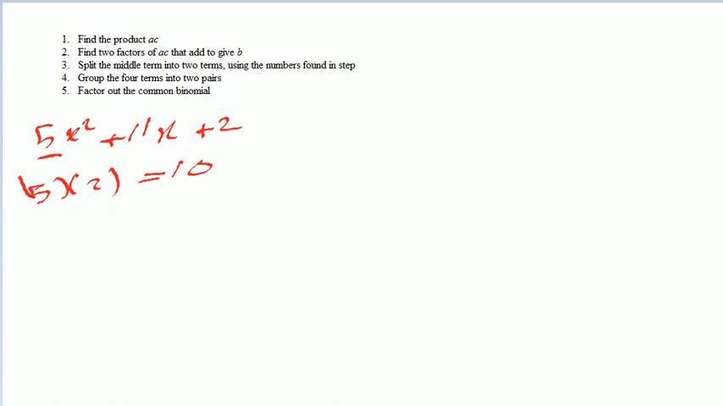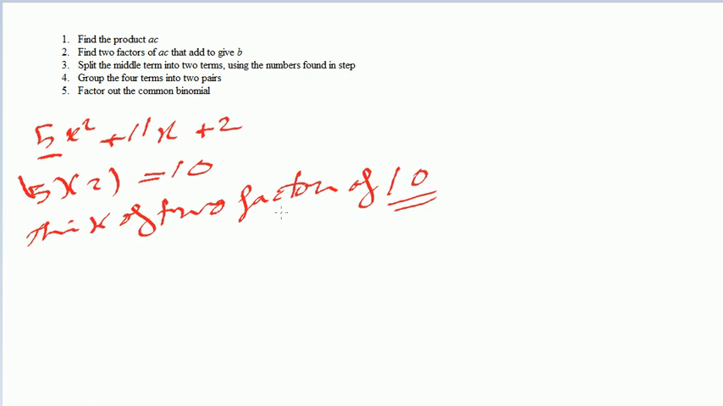Now, find two factors of AC that add to B. So think of two factors of 10 that add to B. B is equal to 11. So what are the two factors? It's very easy for us now. The first factor is 1 and the second factor is 10 itself. When I add 1 to 10, it gives me 11, which is equal to B. Now write the 11x as the sum of 1x plus 10x.